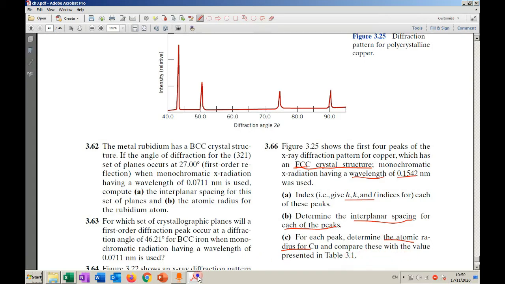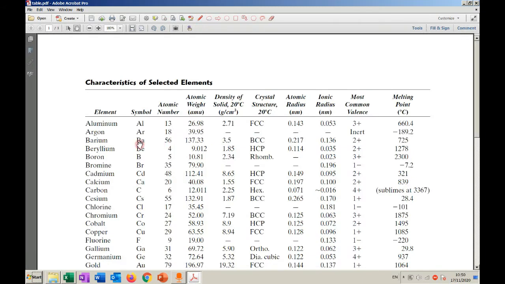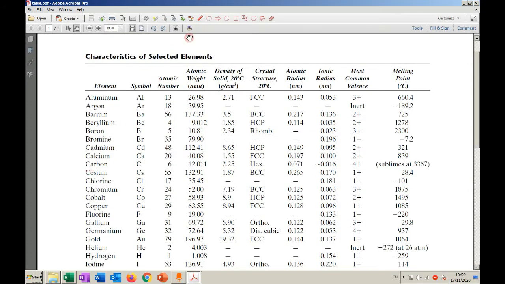We have a table. For example, we have kappa here. We know the atomic radius is supposed to be 0.128. To see if we can get exactly this 1.28 from the calculation, we will see it in a bit.